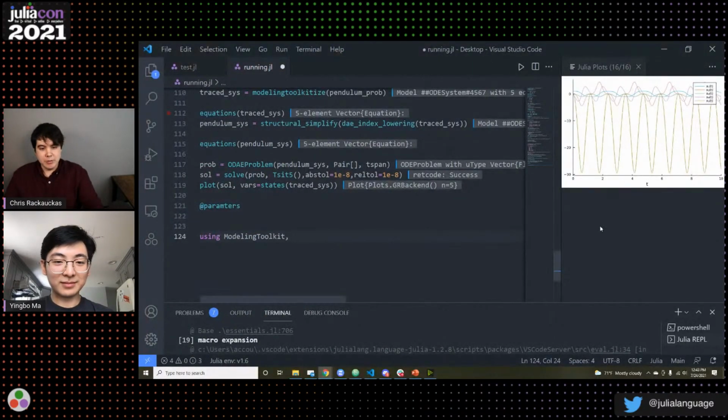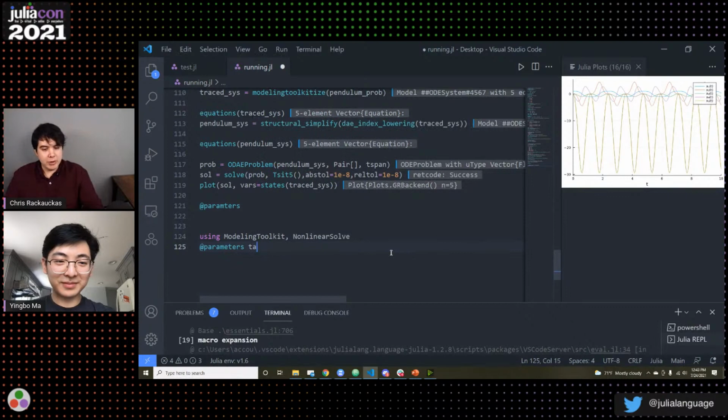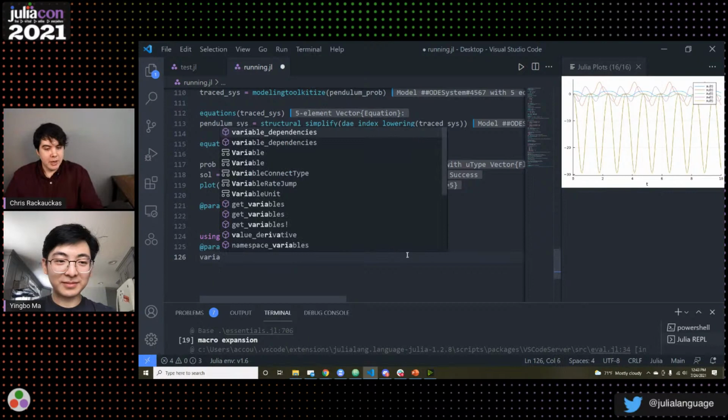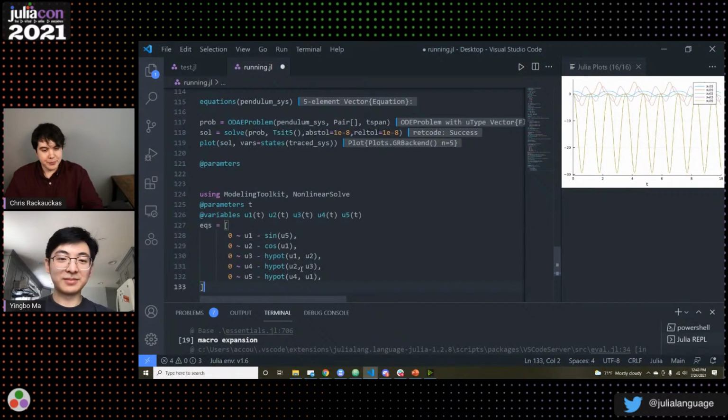So what does that look like? You will do this using ModelingToolkit and using NonlinearSolve, right? And then at parameters, t. I guess I don't need to parameterize this, but I have it in my notes. So let me build this. Actually, let me build this nonlinear system here.